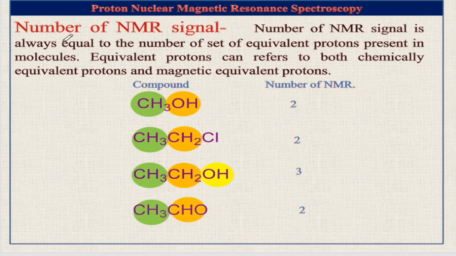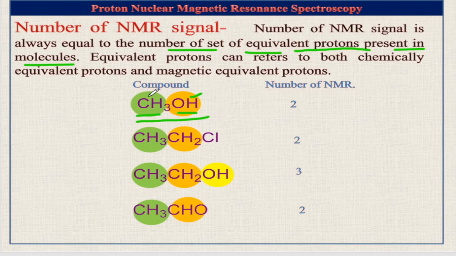Now we will see how to calculate the number of signals in compounds. The number of NMR signals in a compound is equal to the number of sets of equivalent protons present in the molecule. In this molecule, methyl alcohol, there are two sets of protons, one set for OH and one set for CH3.